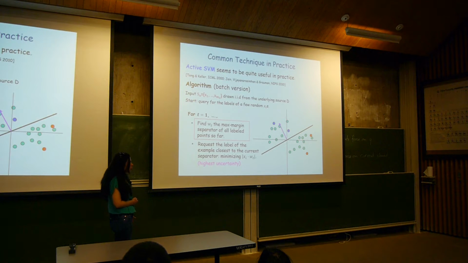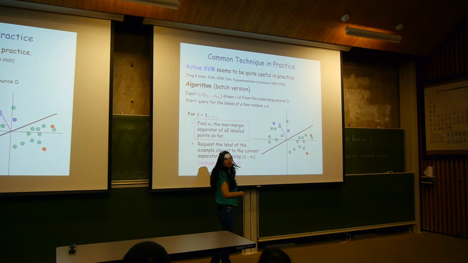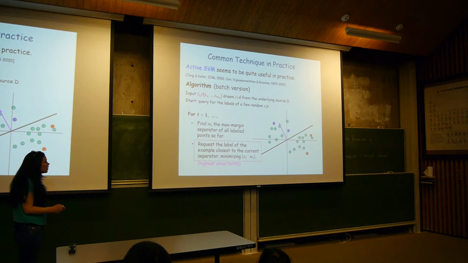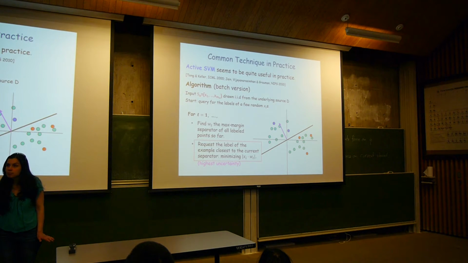Once I get that example, I'm going to again find the maximum margin separator over all the labeled examples I've seen so far. In this case, it will be this separator over here. This is the normal vector. Then everything repeats. Maybe I'll pick another point that is closest to the current decision boundary and unlabeled, like maybe this red example over here. I'm going to ask for the label and just everything repeats.